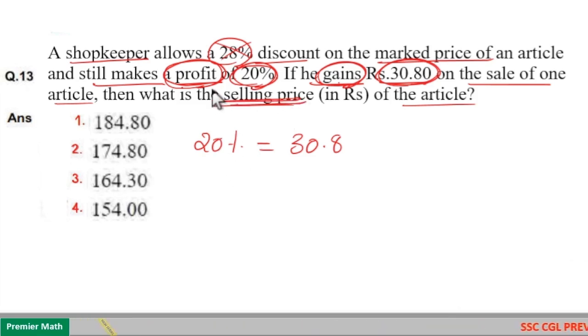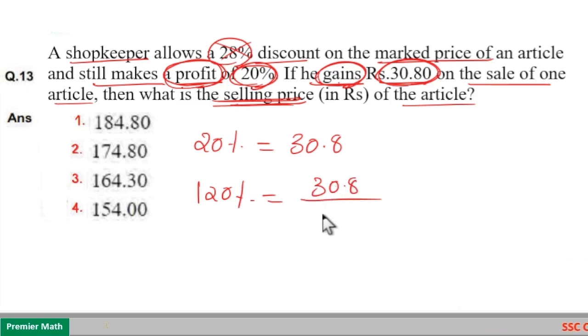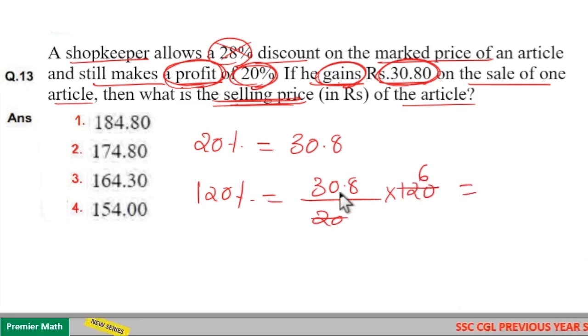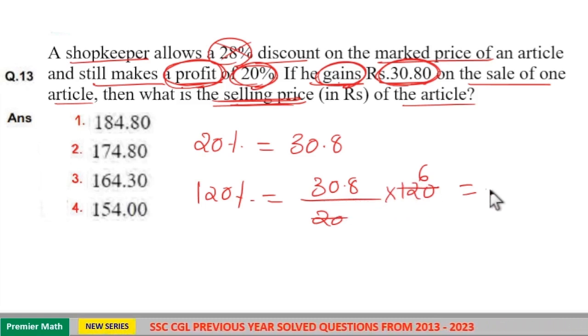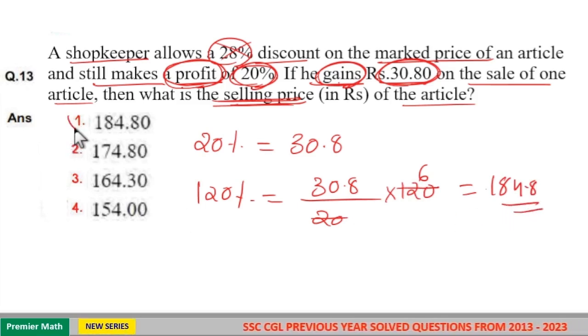Now we need the selling price. What is the selling price? If profit is 20%, selling price is 100 plus 20, 120%. So 120% is equal to 30.8 divided by 20% into 120. Now 20 goes 6 times in 120. 6 into 30 is 180, 6 into 8 is 48, 6 into 0.8 is 4.8. So 180 plus 4.8 is 184.8. Option 1 is your answer.